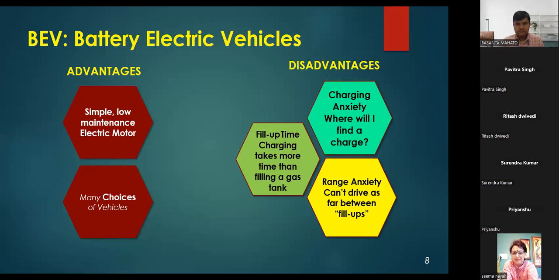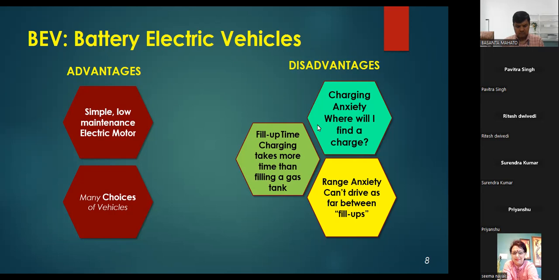And disadvantages are fill up timing and charges are higher, because we can fill the tank easily at the petrol pump within minutes, but charging time in an electric vehicle is higher as compared to refilling the fuel tank of our traditional vehicles.